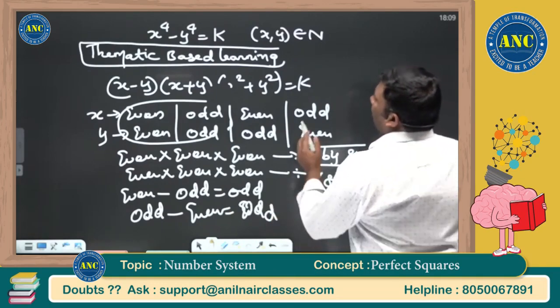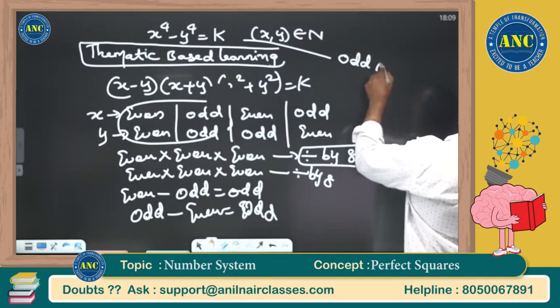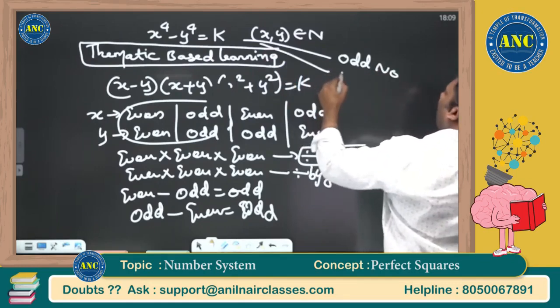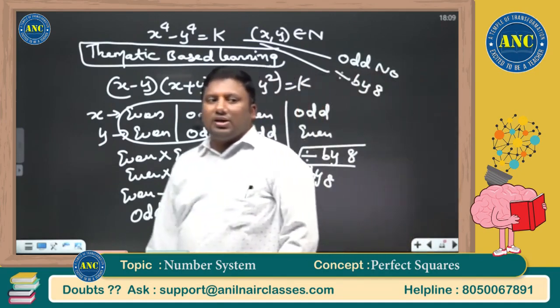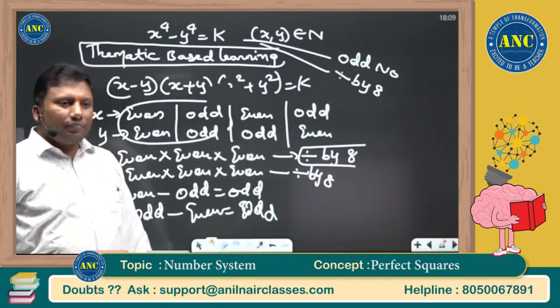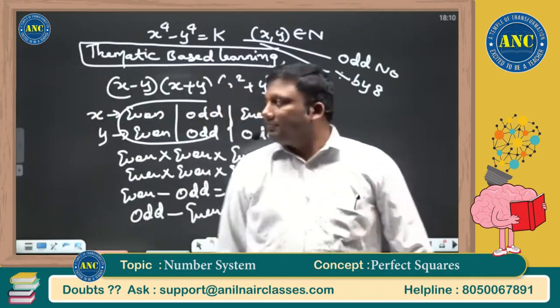That means, what is the form of K? K should be either an odd number, or it should be divisible by 8. Please make a note of it.